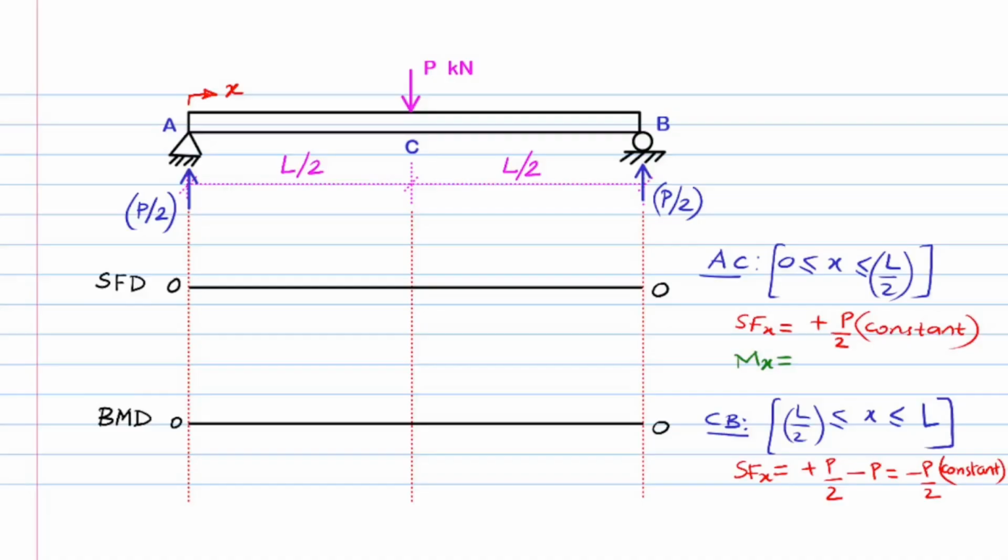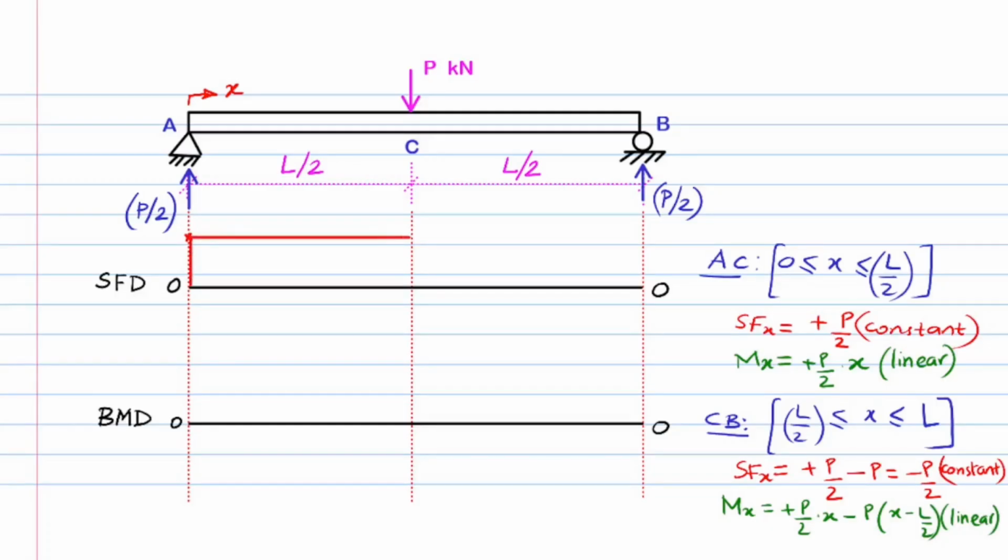Now the bending moment at x for region AC equals plus P over 2 times x, which is a linear equation in terms of x, and for region CB, M at x equals plus P over 2 times x minus P times (x minus 1/2 L), which also happens to be linear. Now we apply the limits for the lengths of the respective regions for calculating the shear force and bending moment values and plot the same accordingly in the respective diagrams.